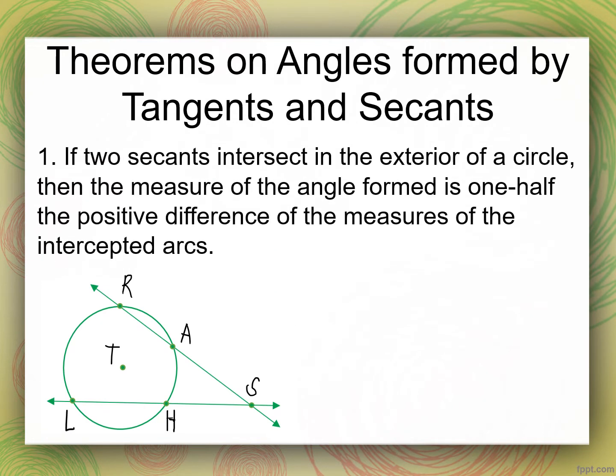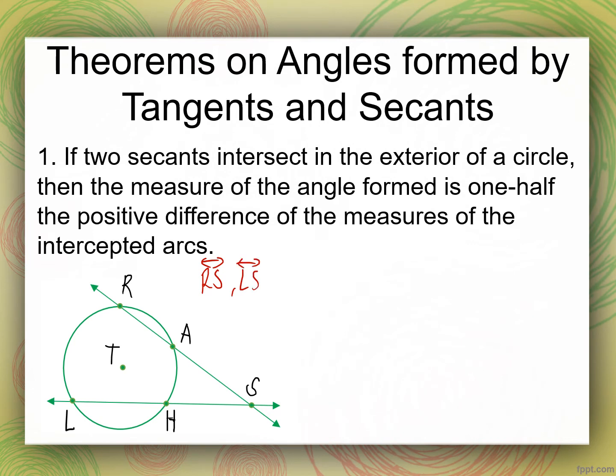Okay, let's have theorems on angles formed by tangents and secants. So the first one, if two secants intersect in the exterior of a circle, then the measure of the angle formed is 1/2 the positive difference of the measures of the intercepted arcs. So take a look at the given figure below, which is circle T. As you notice, we have two secant lines here, okay? We have lines RS and line LS. So both of them are secant lines.